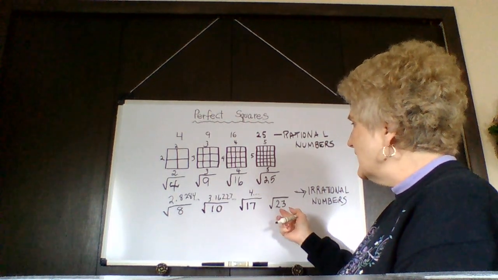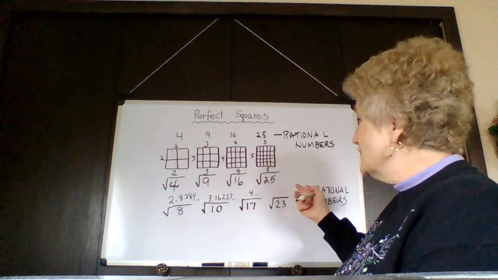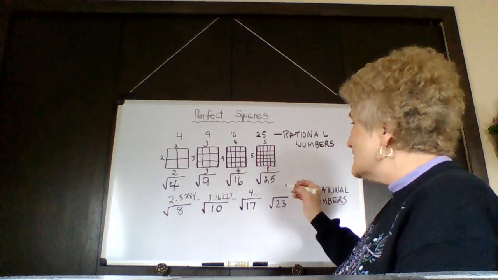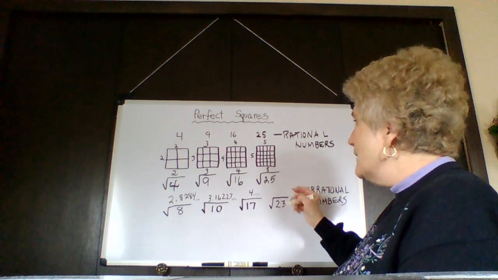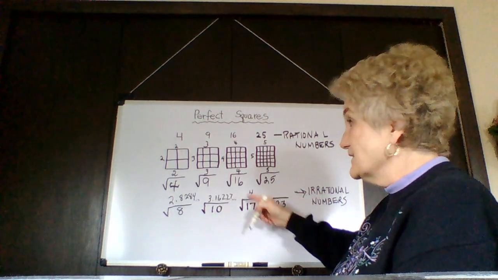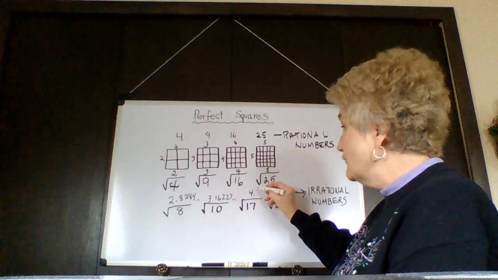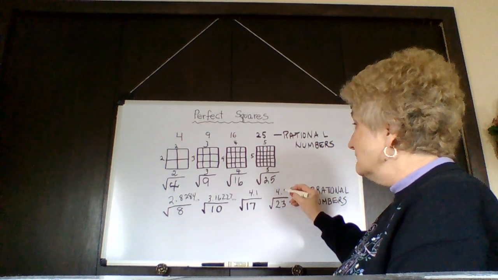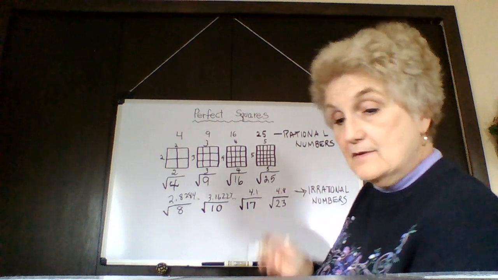What about 23? Well, it's close to 25, so it can't be 5, that's 25. So it's got to be, again, 4, but it's probably a larger number. The square root of 17 might be 4.1 something, because it's so close to 16. This would be maybe 4.8 or 9 something because it's closer to 25.